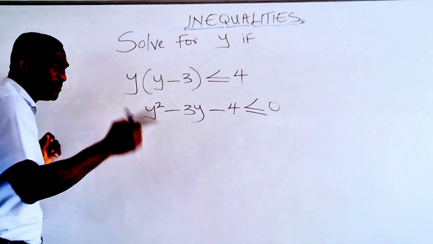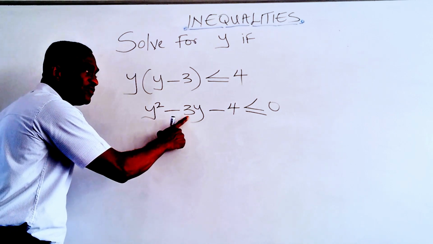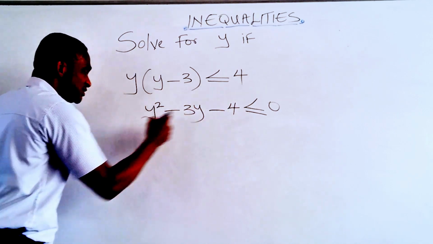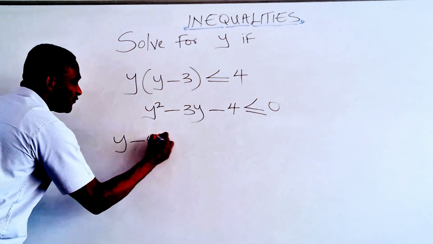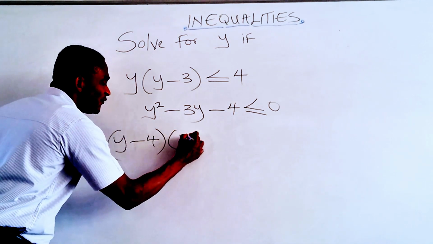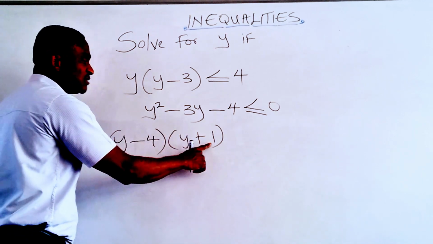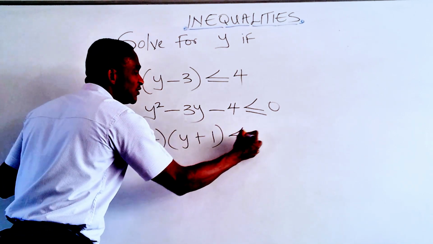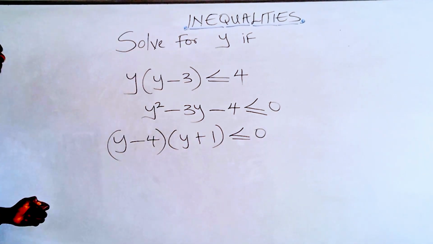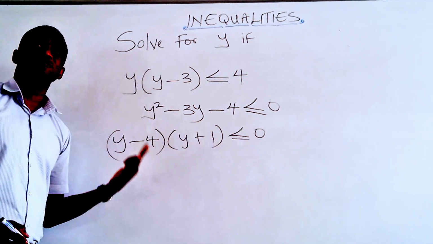Now the factors, remember, are two numbers that we can add to give us this, and multiply to give us this. So I have y minus 4. If I have minus 4 plus 1, it gives me minus 3. Minus 4 times 1, it gives me minus 4. So these are my factors. Now equate individual bracket to 0.